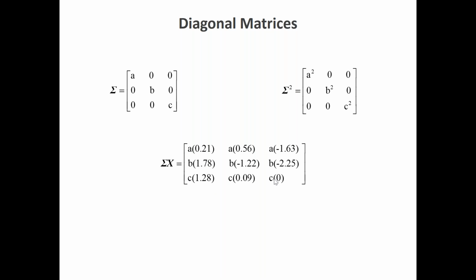The third, multiply all the elements of the third series. So again, it's just a scaling factor. Okay, so this is what a diagonal matrix does when it multiplies a regular matrix. I mean, an ordinary matrix.